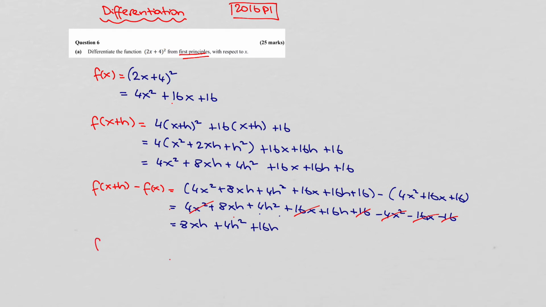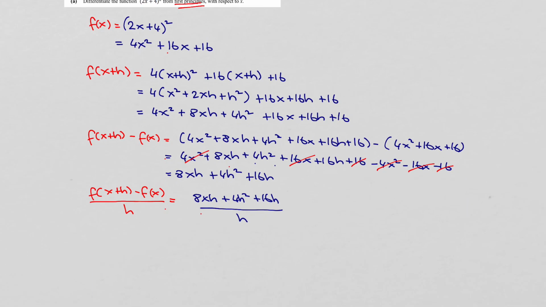My next step is where I divide that answer by h, in other words f(x + h) minus f(x) all over h. That gives me (8xh + 4h squared + 16h) divided by h. That means I'm dividing h into every term on the top line. So 8xh divided by h leaves me with 8x. 4h squared divided by h leaves me with 4h. And 16h divided by h leaves me with 16.